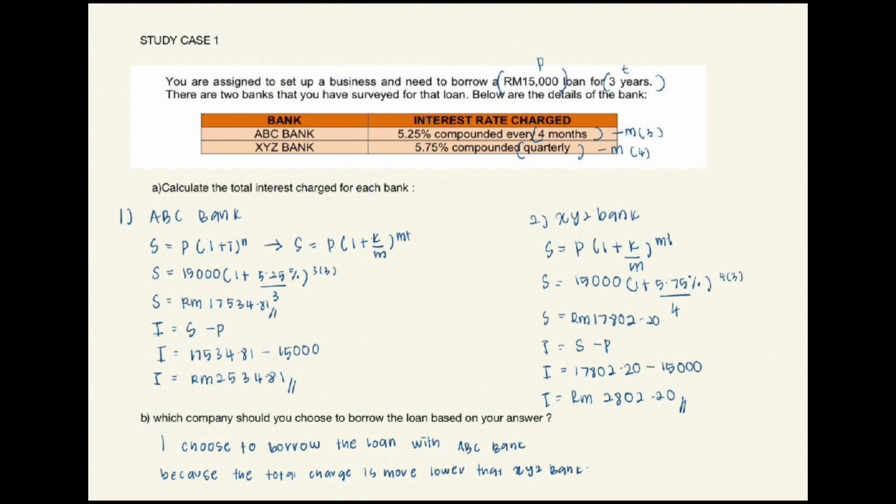Okay, we move to another question, which is question B. Question B said, which company should you choose to borrow the loan based on your answer? My answer is I choose to borrow the loan with ABC Bank because the loan charge is lower than XYZ Bank.